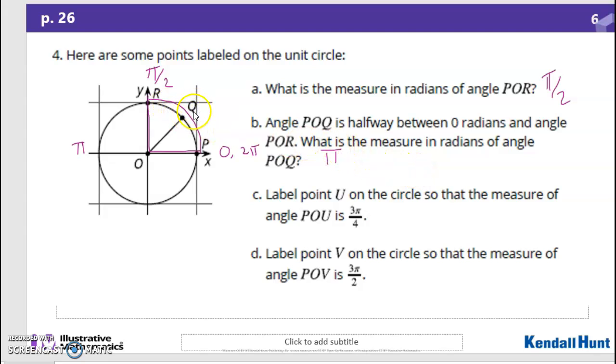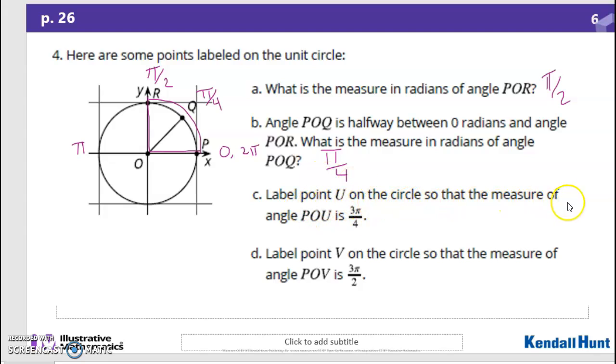Here halfway in between at POQ, well, what's half of a half? And sometimes I think of money. If pi is a full dollar and pi over 2 is 50 cents, what's half of 50 cents? Well, a quarter. And that's true. That's going to have an angle of pi over 4. So that point right there would be pi over 4.